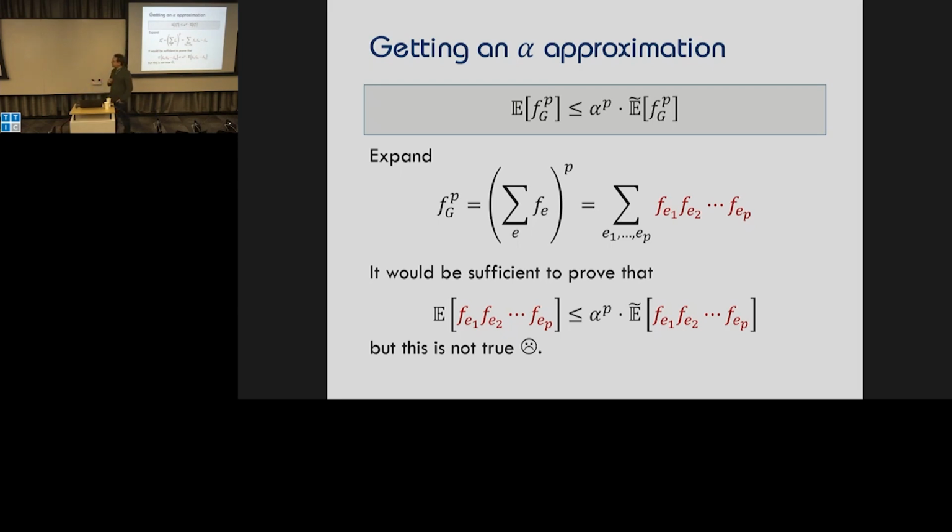Now, to prove the inequality at the top of the screen, it would be sufficient to prove a similar inequality term by term. So it would be sufficient to prove that the expectation of this product is at most alpha to the power of p times the pseudo expectation of this product. But unfortunately, this is not true. This is not true for any alpha, and the reason is that it's possible that this pseudo expectation is equal to 0, but that expectation is strictly positive. So an approach like that wouldn't work.